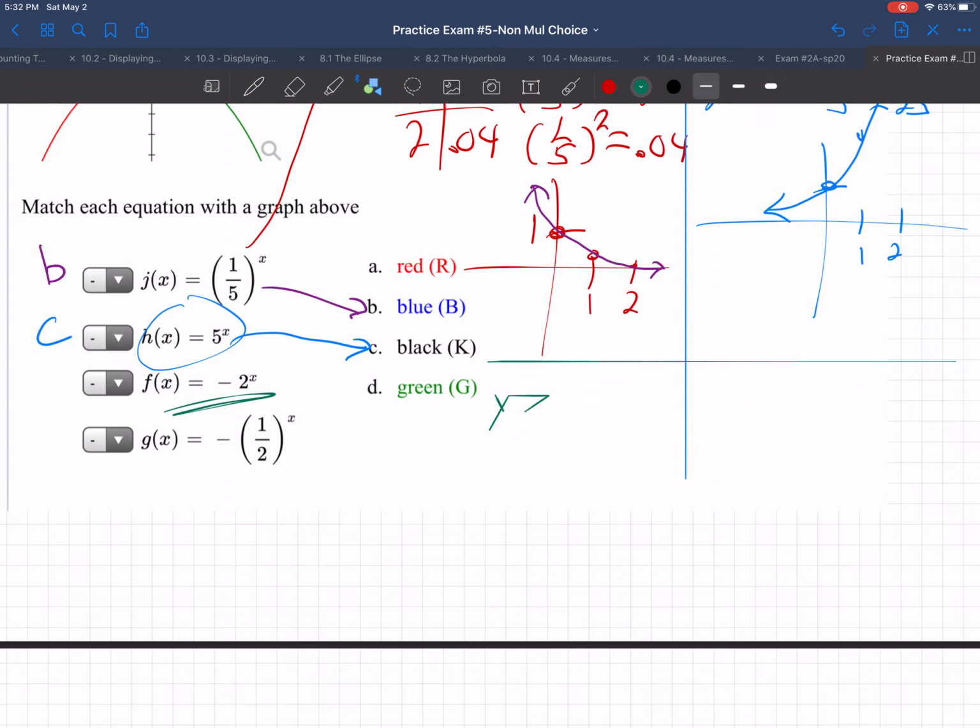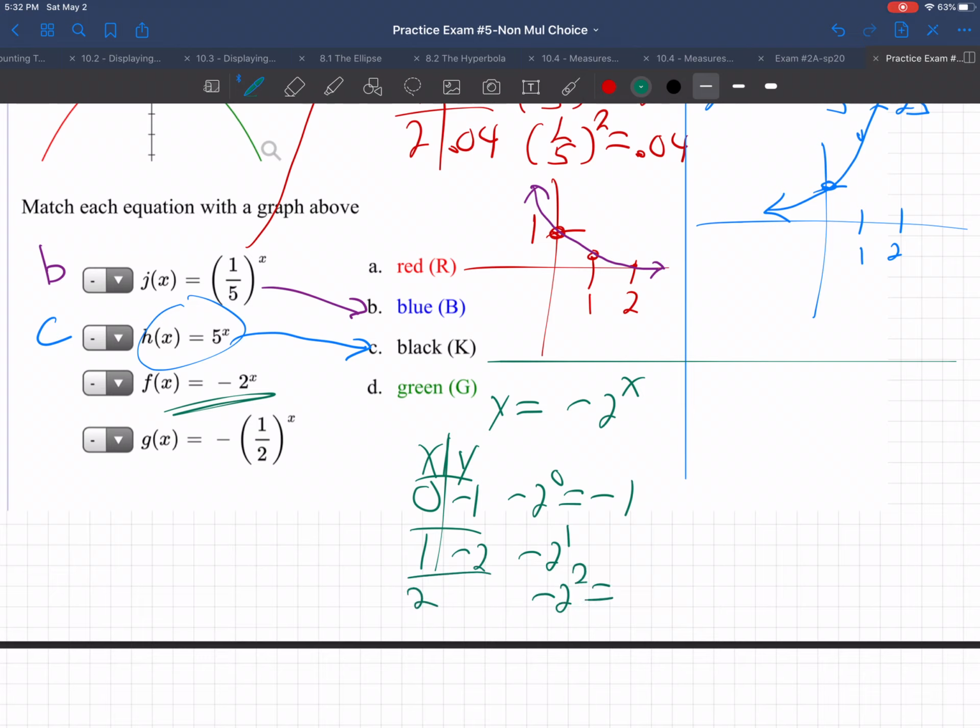So y equals minus 2 to the x, so xy chart, plug in 0. Minus 2 to the 0. Now, watch out. The negative is still there. So it's negative 1. Plug in 1. Minus 2 to the 1. That's minus 2. Plug in 2. Minus 2 to the 2. Now, watch out. A lot of people think that's 4, but it's minus 4 because the minus is not squared. There's no parentheses there. The minus is just sitting there.